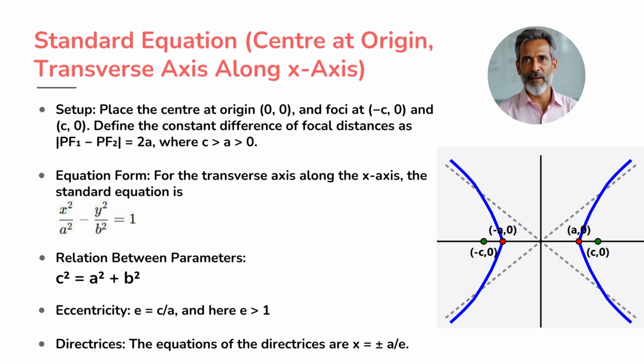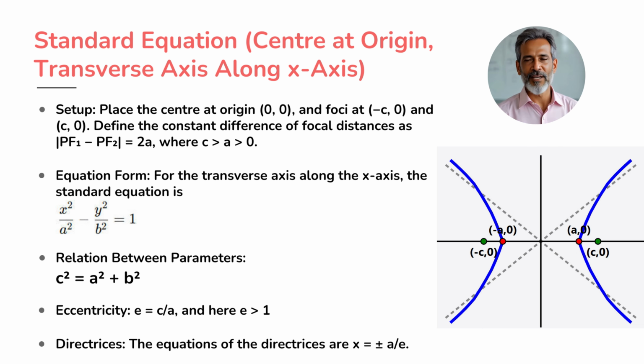After some algebra, and yes, quite a bit of squaring, we get the standard equation: x squared by a squared minus y squared by b squared equals 1. The relationship between the parameters is c squared equals a squared plus b squared. That's an important one to remember. For an ellipse, we have c squared equals a squared minus b squared. But the hyperbola says, nope, I'm the opposite. c squared equals a squared plus b squared.